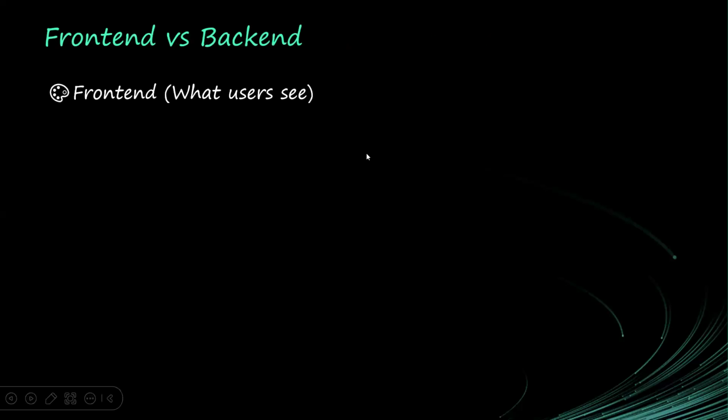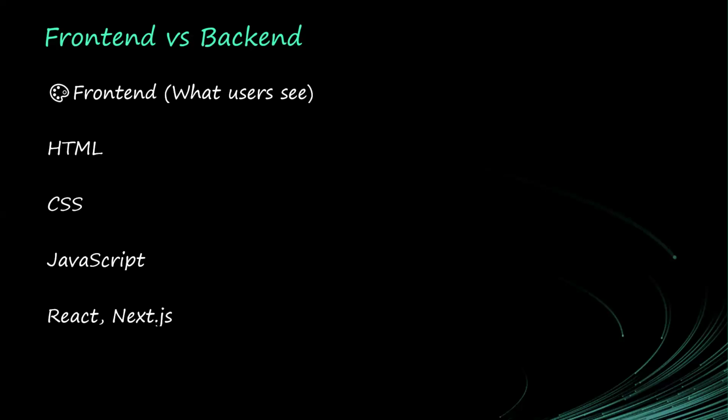So front end versus back end. Front end is basically what users see. HTML, CSS, JavaScript: that is what we use to build the front end. We also have React and Next.js, which are JavaScript libraries. Don't worry, as we go on, you're going to understand more of this. These are the technologies that we use to build the front end. If you understand these technologies, you're a front-end developer, and you can be paid heavily if you're very good.